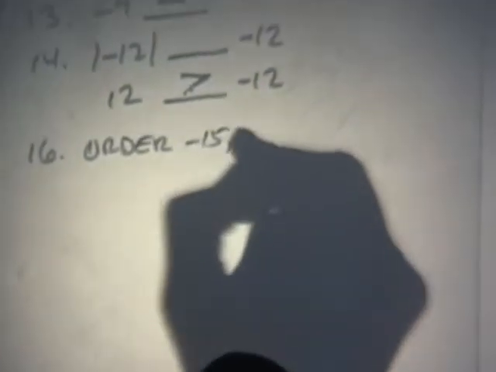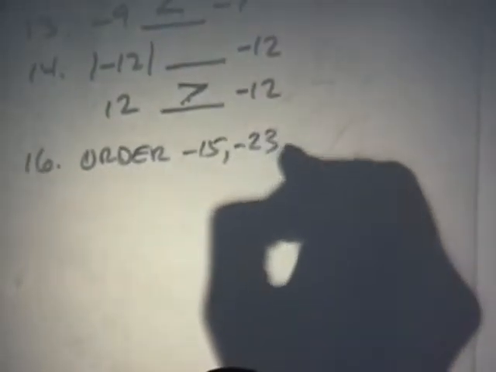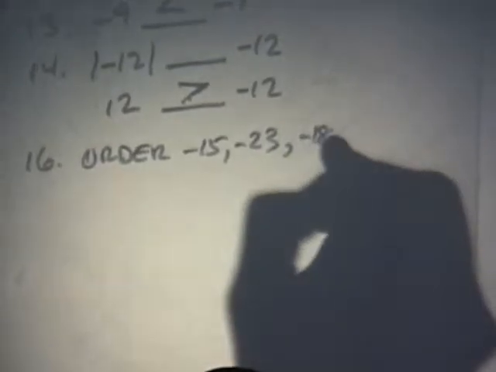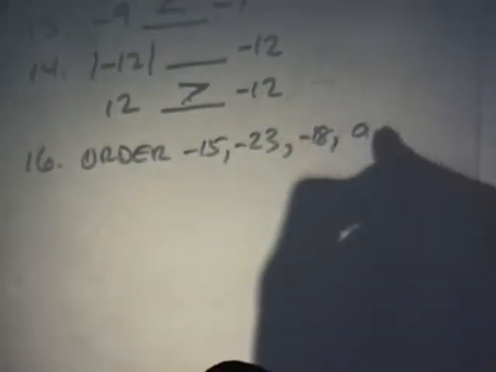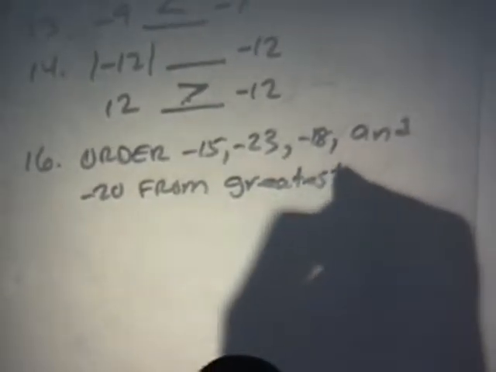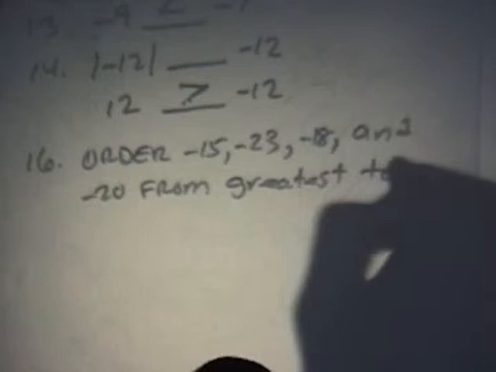Look at number 16. Number 16, we're going to order -15, -23, -18, and -20 from greatest. Be careful, I made a mistake last time. Melissa knows that. Least. Okay.